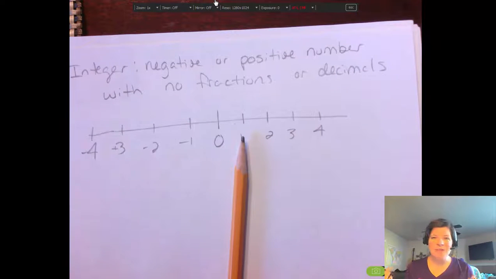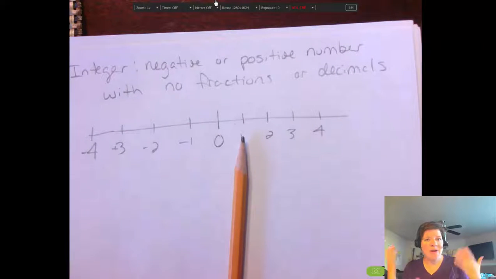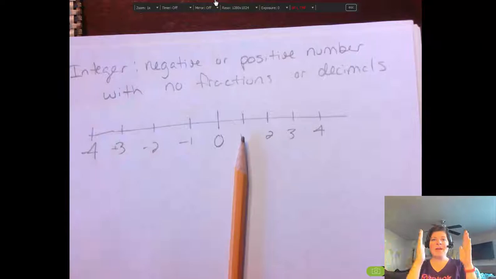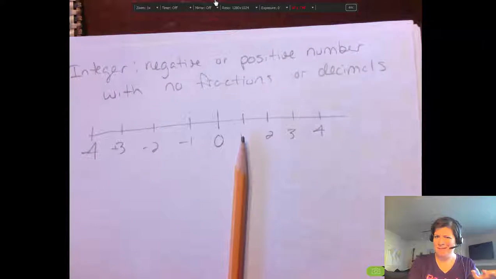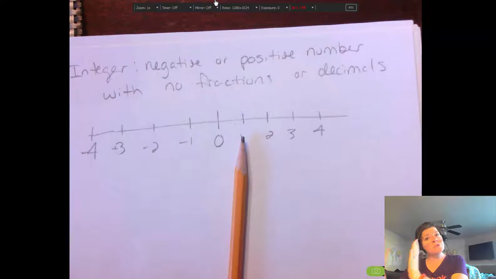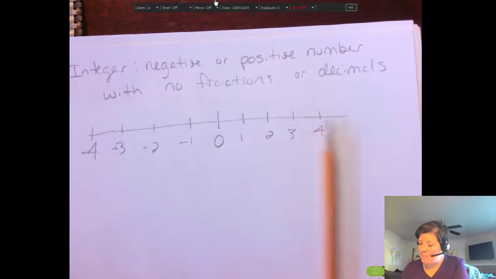So you're asked to put things in order from least to greatest. You have to know that you split up your numbers into negatives and you split them up into positives. And you look at those negatives separately because the bigger they are, the smaller they are. Kind of crazy. And then with those positives, obviously, the bigger they are, the bigger they are. So the numbers just go up this way.